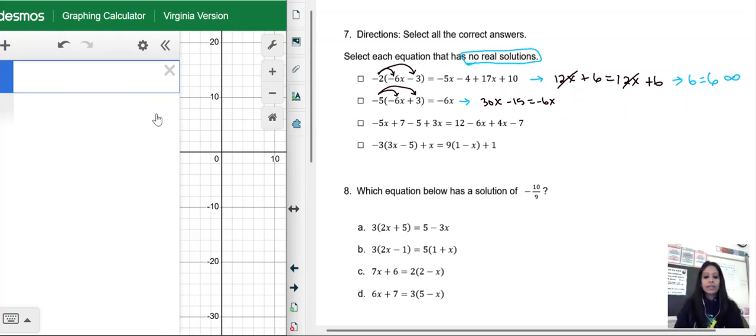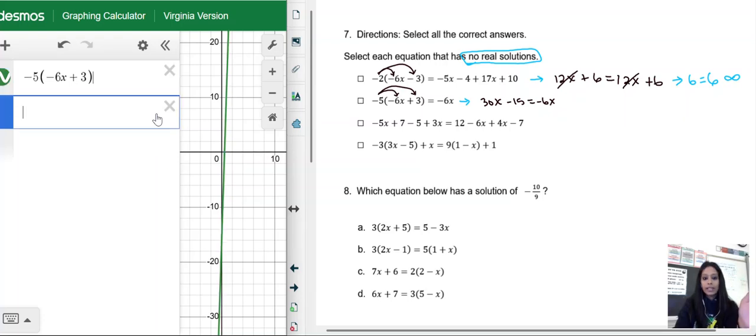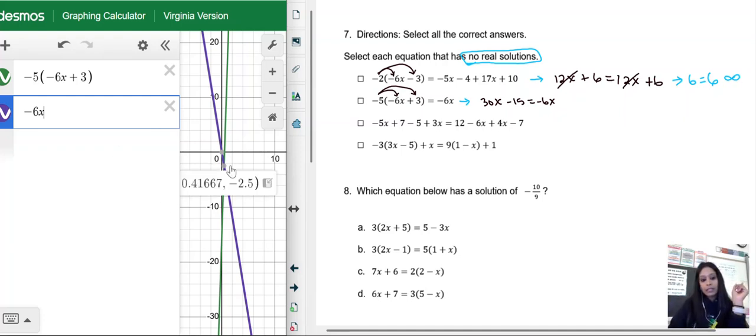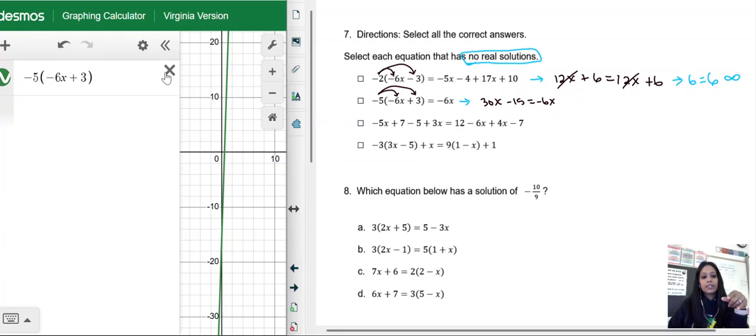So what I can do here is put the left side, negative 5 parentheses negative 6x plus 3 on one side, and then the other one is negative 6x. When they cross each other, something like that, then you know that it's one solution. That actual solution would be here. It's this fraction, but I'm not solving it. Okay, that's one solution.